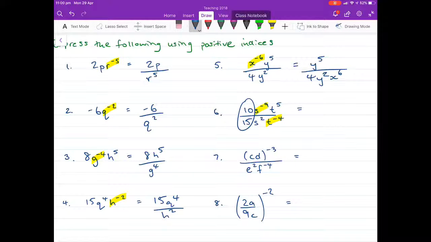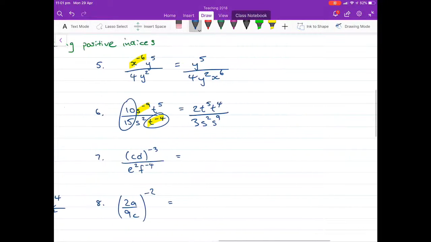Before we look at the negative indices, we've got 10 over 15 out the front here, which simplifies down to 2 over 3. That s to the power of negative 9 is going to go down the bottom. We've already got an s squared there, so we're going to put an s to the power of 9. We've got a t to the power of 5 up top, and this t to the power of negative 4 is also going to come up the top.